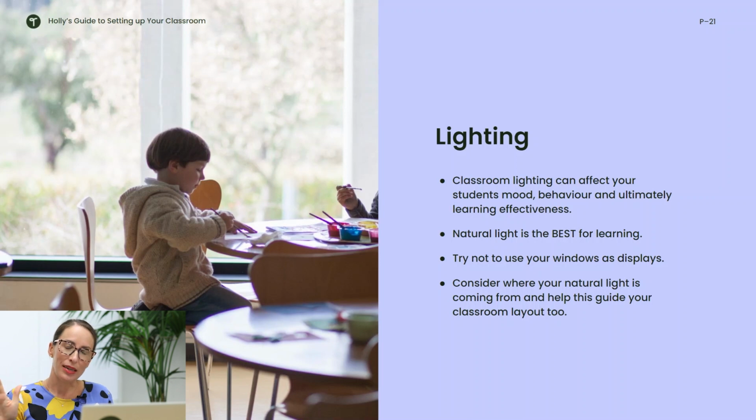Considering where that natural light is and whether you're going to put the student desks on that side of the classroom if you do have a bigger space. It's just sort of looking at the classroom you're in.